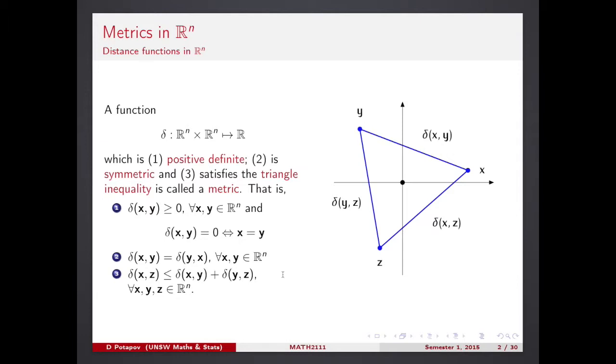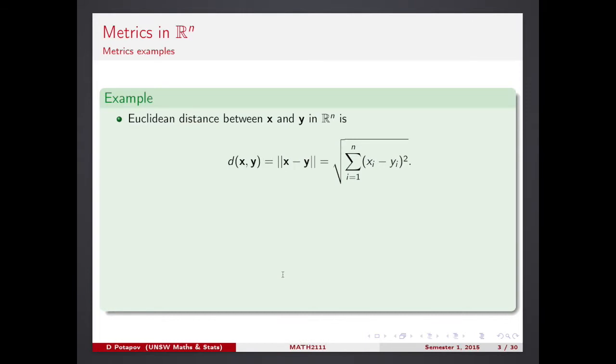So here's the first example, the Euclidean distance. It's a distance you know very well. And in this topic, we will fix a very concrete notation for this metric. I'm going to use the letter D for such a metric.